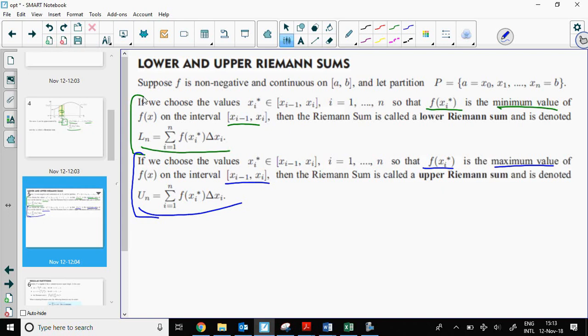The delta x sub I at the end should be the same for each of them, because we could build these using the same subintervals. It's just the part right here, the f of x sub I star, that's going to be different for each of these.